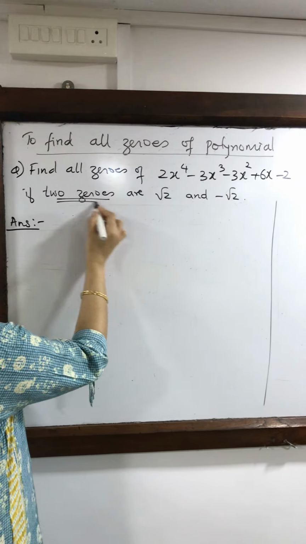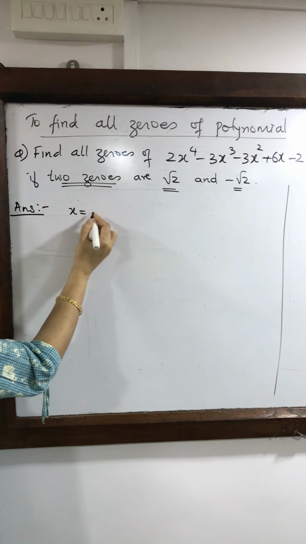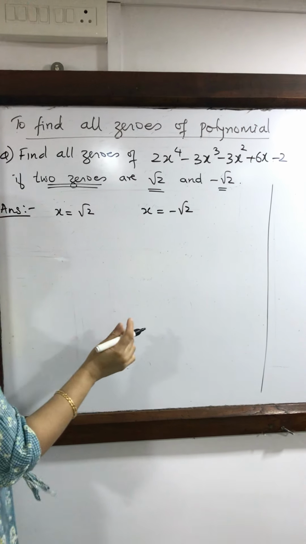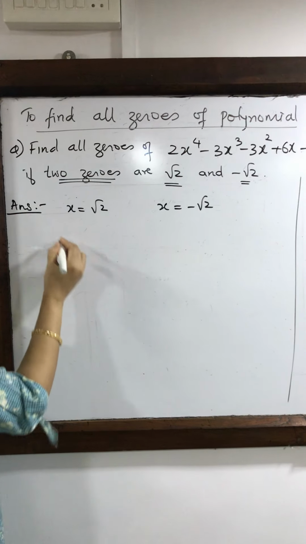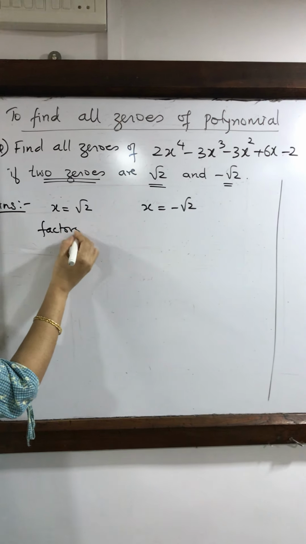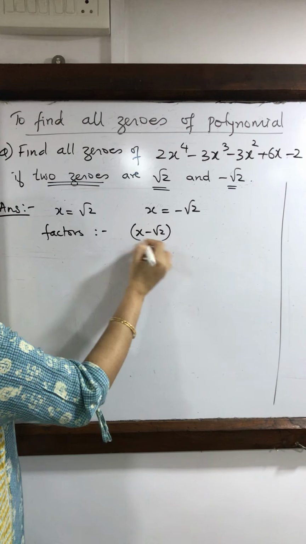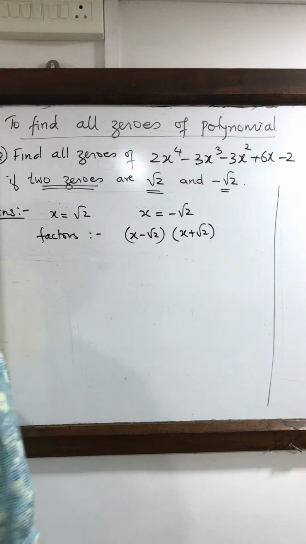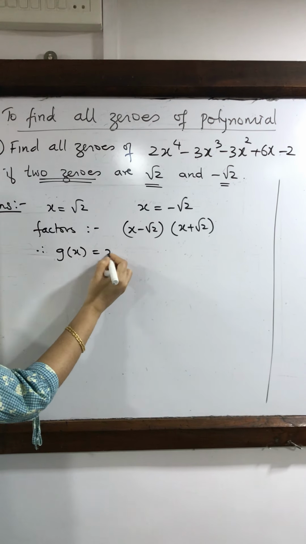Since we're given that the zeros are root 2 and minus root 2, we will write x equal to root 2 and x equal to minus root 2. We will bring the root 2 terms on the left hand side to find factors. So factors are x minus root 2, and when we bring this here, it becomes x plus root 2. These are the factors. Therefore, the divisor is the product of these.